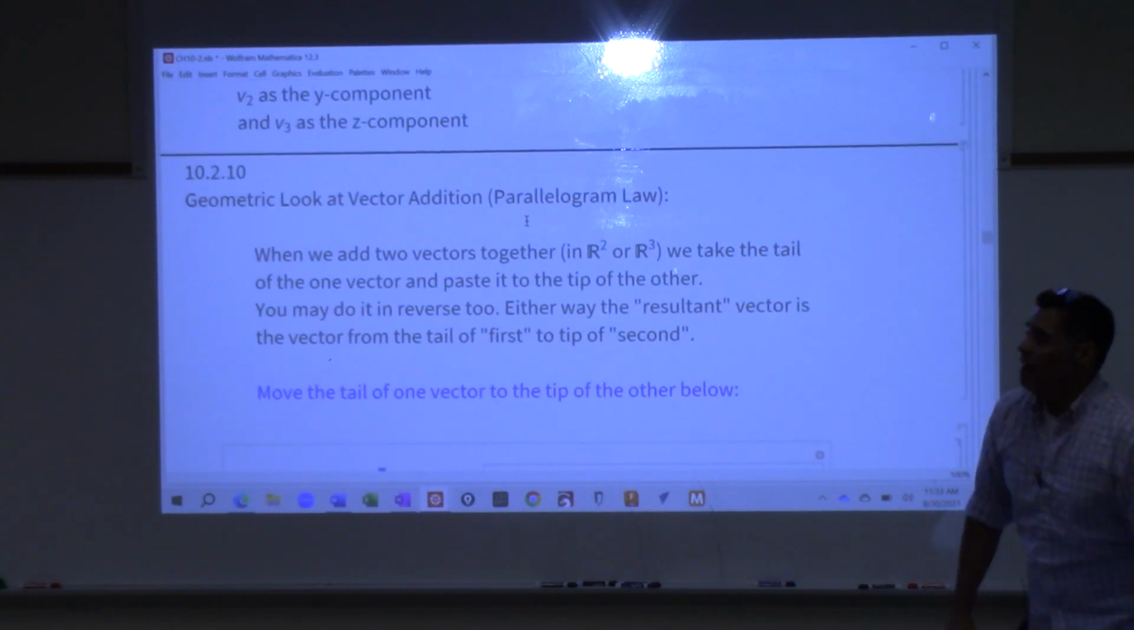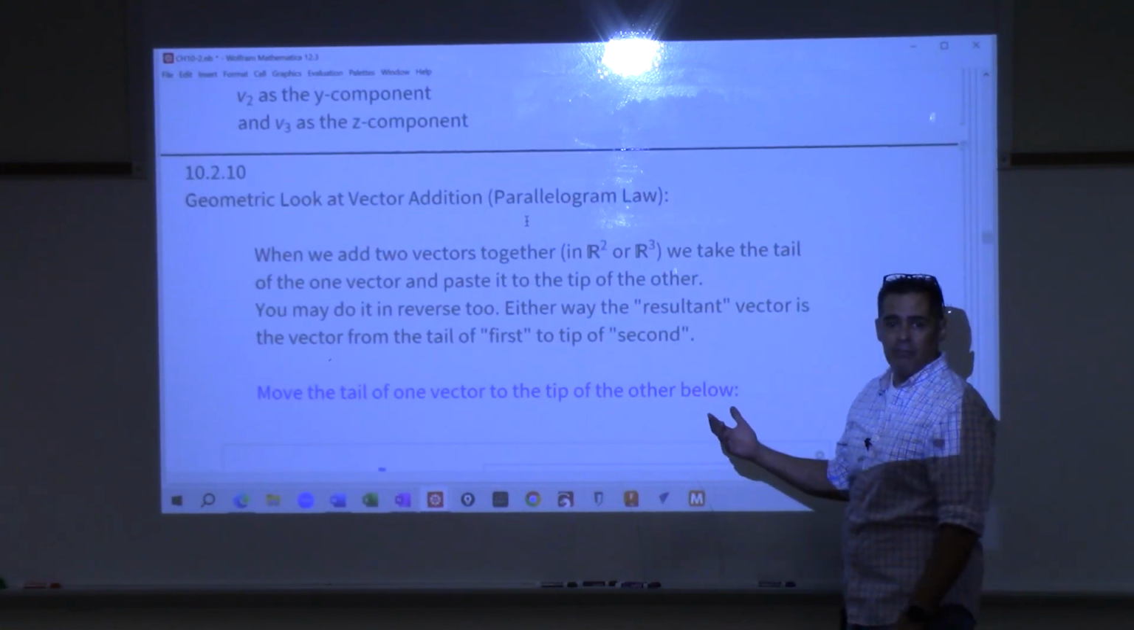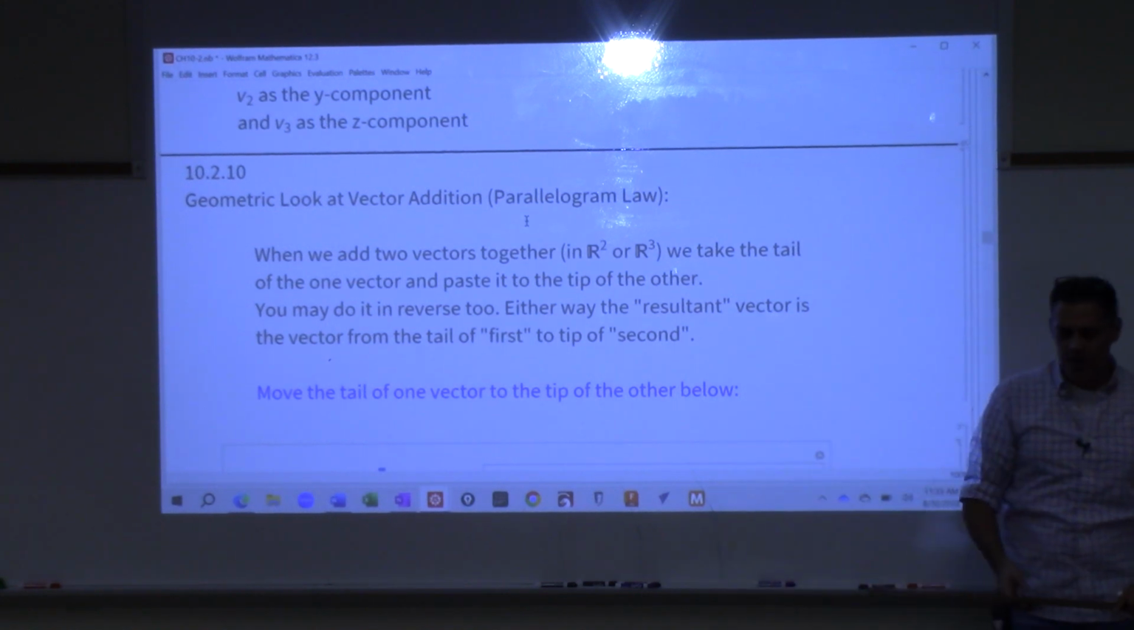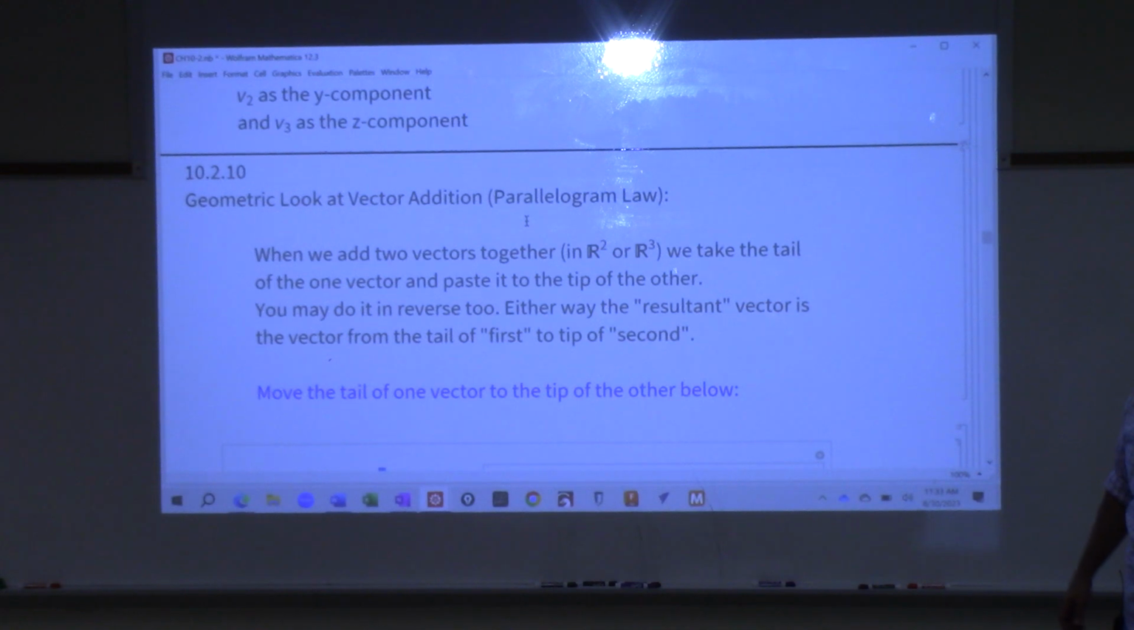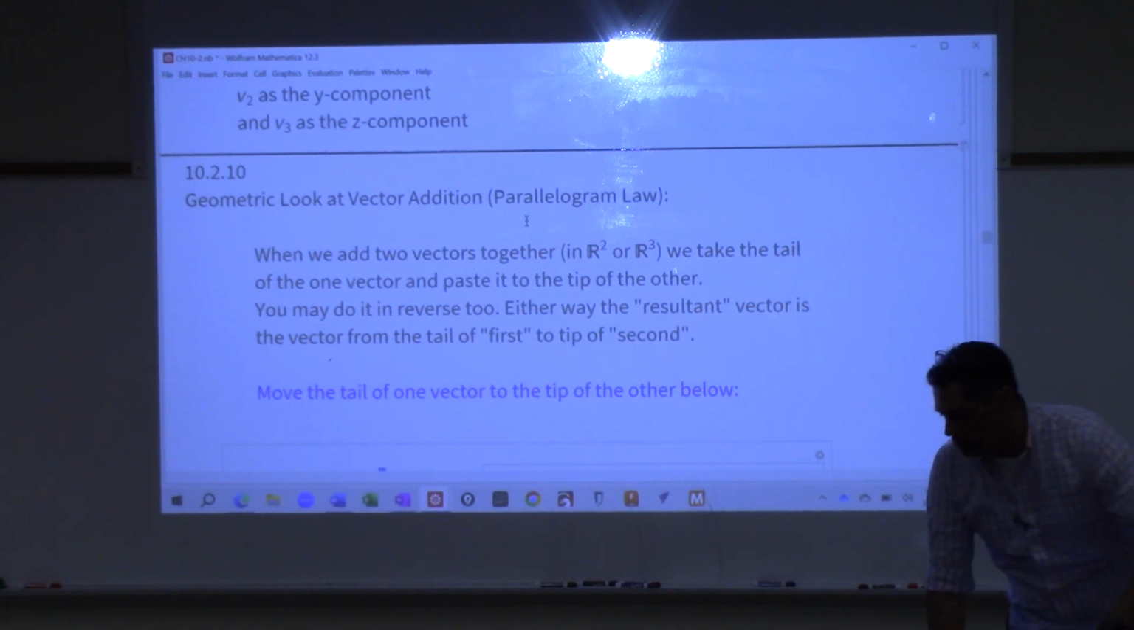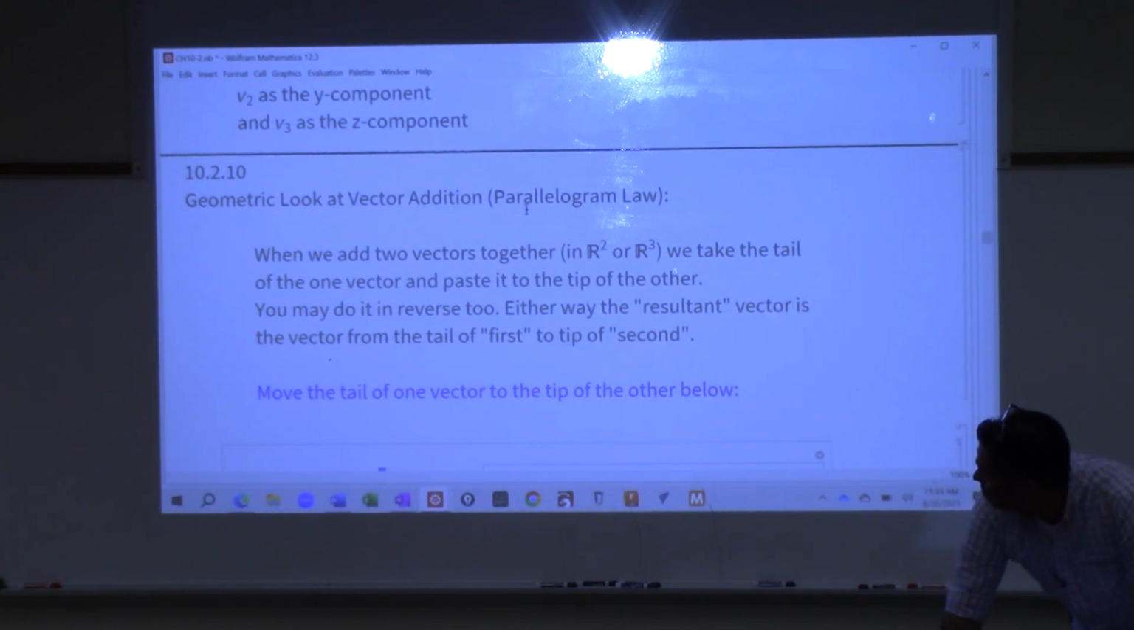All right, how do we add vectors together? Adding vectors is actually really easy, and visually some really nice things happen. So I'm going to show it to you visually first. It's known as the parallelogram law. It works in both 2- and 3-dimensional space, but it's easiest to see in 2-dimensional space.